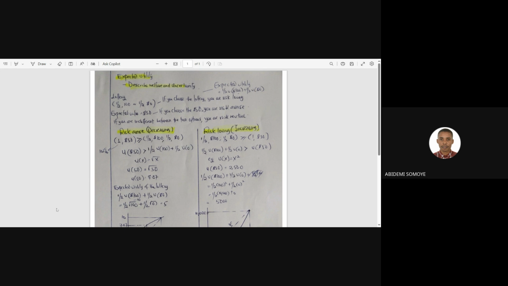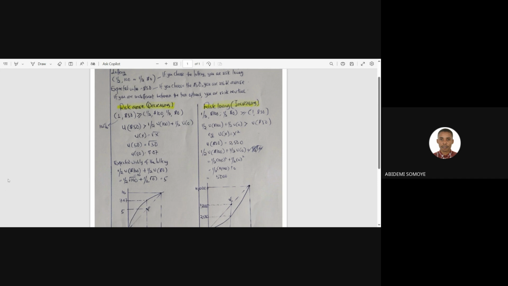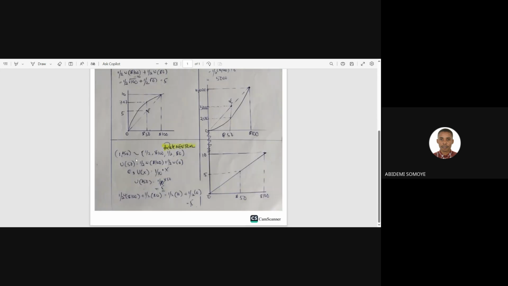Most importantly, you would need these equations: utility of x equals square root of x, utility of x equals x squared, and utility of x equals 1 over 10 times x. You need those equations to be able to arrive at the final answers. And that will help you to know whether they are risk loving, risk neutral, or risk averse. Okay. Please, do we have questions as regards this?